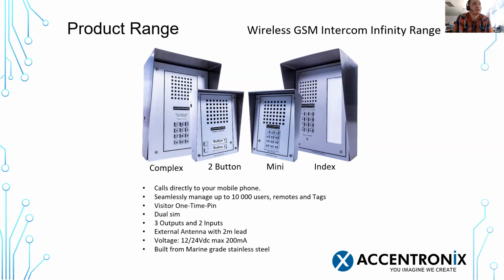Moving on to the intercom system. Our intercom range works exactly the same as our Cell Switch Infinity. The one major difference is that you can call from the intercom, so it has voice functionality. The intercom calls directly to the resident's cell phone, and then from there, they can open the gate. The intercom is also used to manage 10,000 users, remotes, and tags. And they have 3 outputs, 2 inputs, and they also run from 12 to 24 volt DC.